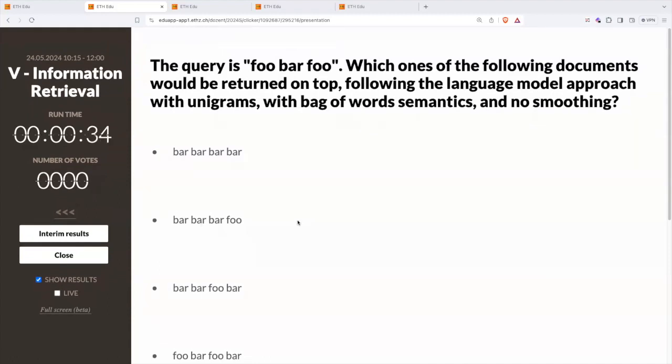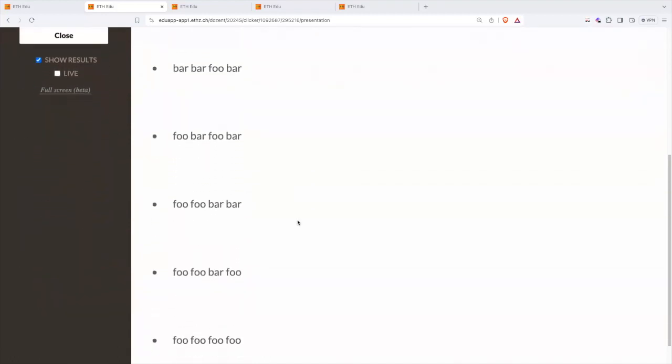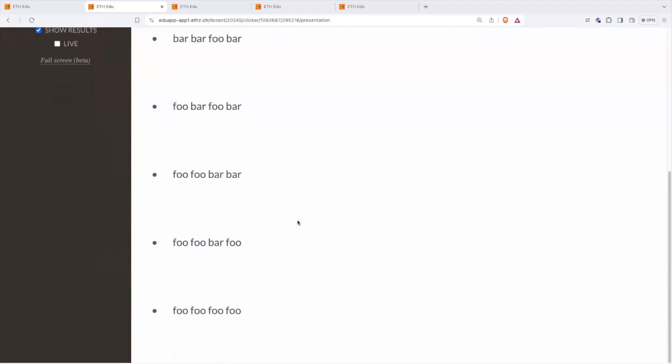Is it bar bar bar bar, or bar bar bar foo, or bar bar foo bar, or foo bar foo bar, foo foo foo bar, foo foo bar bar, foo foo bar foo, or foo foo foo foo?